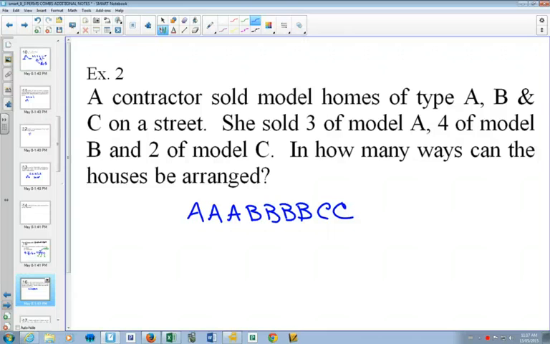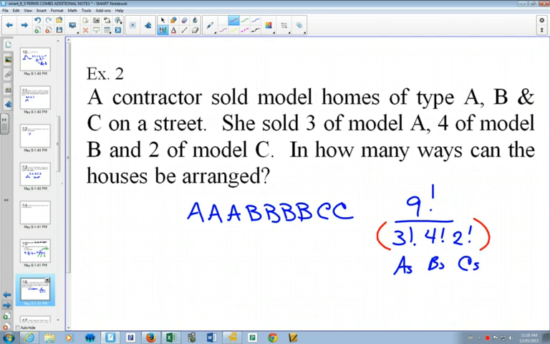And then think of it as Mississippi, and we have 3, 4, 2, so 9 letters. Divide by 3 factorial for your A's, 4 factorial for your B's, and 2 factorial for your C's. You would type that into your calculator, probably using the fraction button to make sure that you have all of the stuff on the bottom. If you don't have the fraction button, make sure you put all of those things in the bottom in brackets.